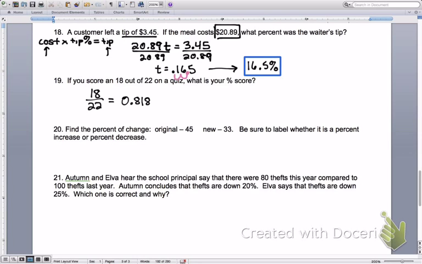So that is the decimal. So we need to convert that to a percentage. So just like we did in the one before, move that 2 spaces to the right. So your grade on that test was an 81.8%. If you guys rounded to 82%, that's fine as well.